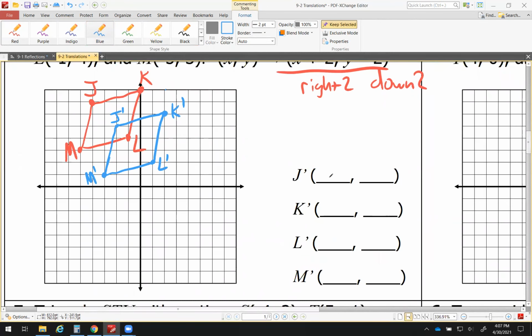And so we can fill in these coordinates just by looking at the graph or by adding and subtracting to the listed coordinates above. I'm going to look off the graph. I've got negative 2, comma 5 for J prime, 2, comma 6 for K prime, 1, comma 2 for L prime, and negative 3, comma 1 for M prime.